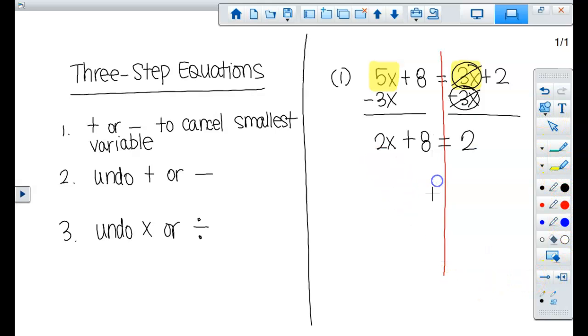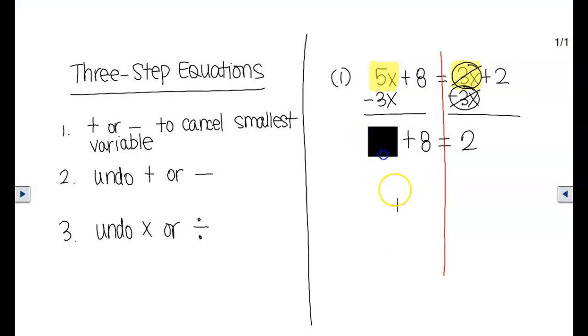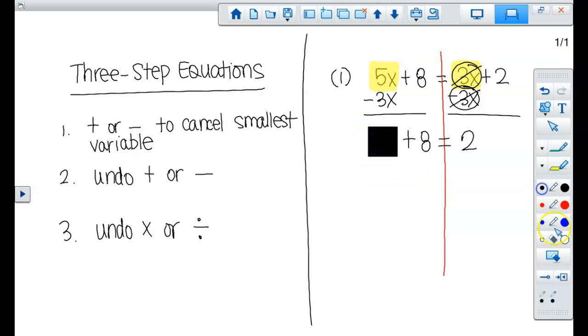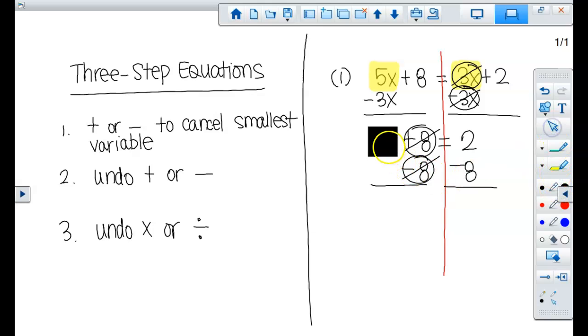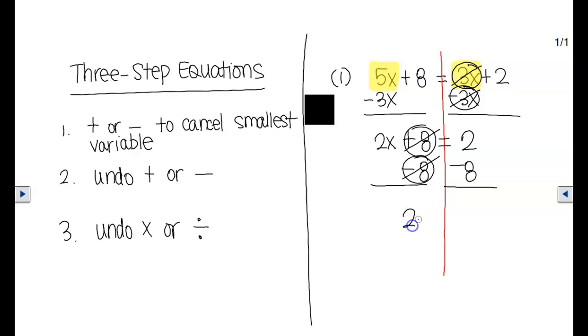So let's cover up our variable, 2x. And beside him we see a plus 8, so we see adding 8. Let's undo that. To undo adding 8, we will subtract 8 on each side. Adding 8, subtracting 8, undo each other, so those are gone. Move your cover. So let's see what we have now. We have 2x is equal to 2 minus 8, which is negative 6.